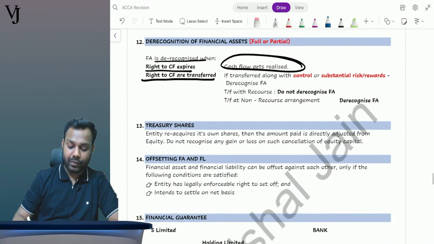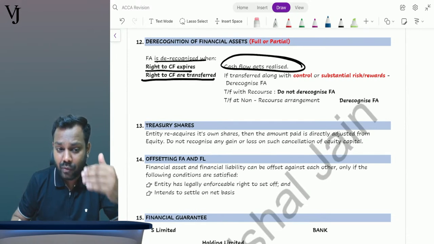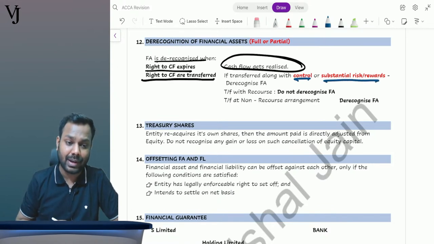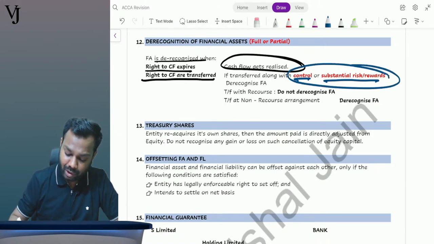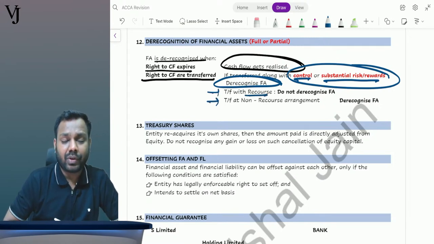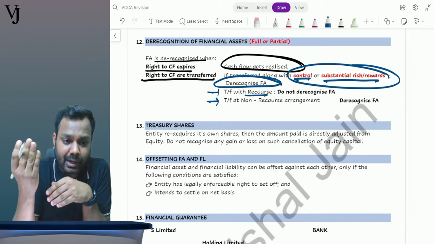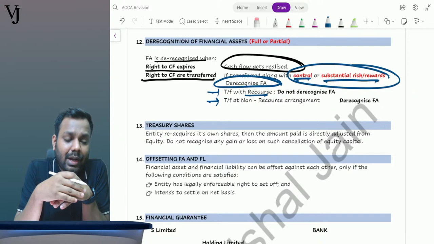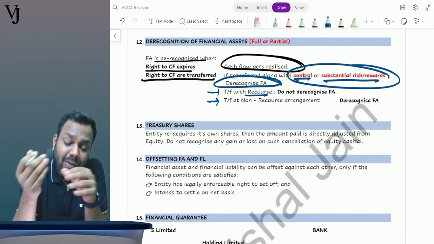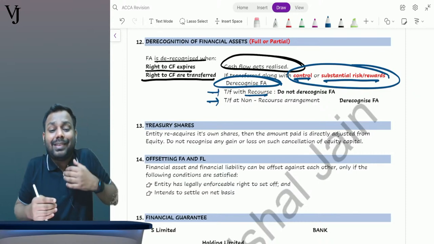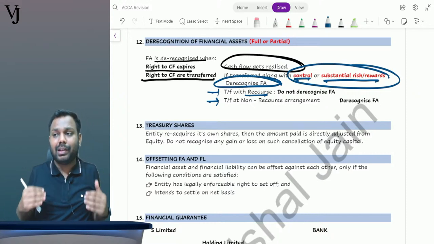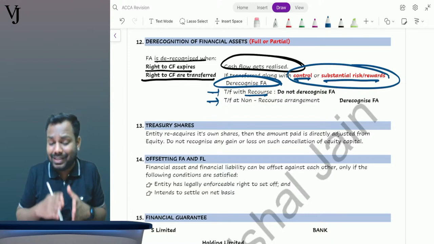Now, whenever we are transferring the right to cash flow, it has to be transferred along with the risk and the control, that is, substantially risk and rewards. If it is transferred with substantial risk and rewards, I can derecognize the financial asset. Now, two instances. If I transfer with recourse, let's suppose I have sold my financial asset to some other party. Transfer with recourse means if that party is unable to realize the financial asset, then he will come to me. Means the risk is still with me, even though I have transferred the financial asset. In these cases, we cannot derecognize financial assets.